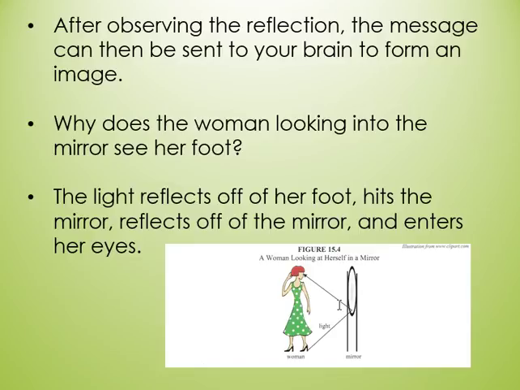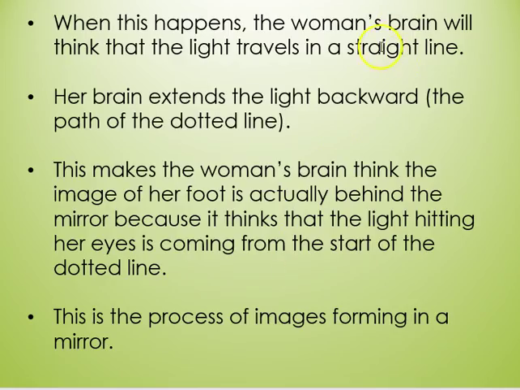What this woman is seeing is her foot. Why does the woman looking into the mirror see her foot? Well, the light reflects off of her foot, hits the mirror, reflects off of the mirror, and enters her eyes. When this happens, the woman's brain will think that the light travels in a straight line. Her brain extends the light backward, or the path of the dotted line, and this makes the woman's brain think the image of her foot is actually behind the mirror because it thinks that the light hitting her eyes is coming from the start of the dotted line. This is the process of images forming in the mirror.